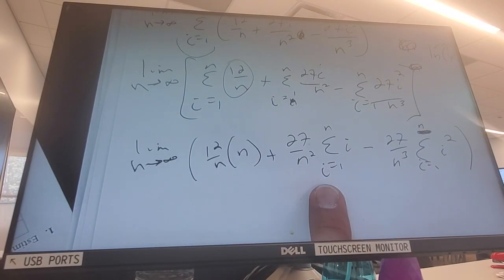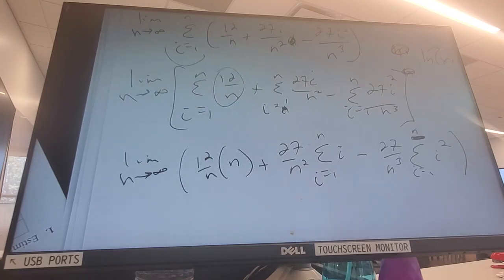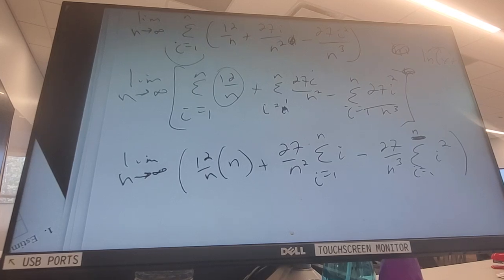Oh, this one? Oh, so again, what's the only thing that summation sees as a variable? I. 27 can come out, so can n squared, because they are constants in each term, so I can factor. If they're in each term of a sum, I can just factor them out. Good old GCF.